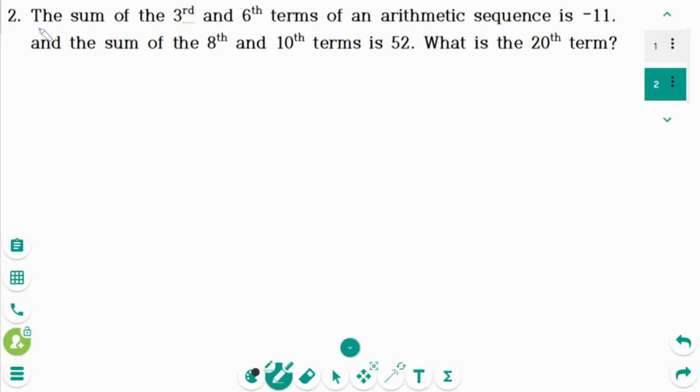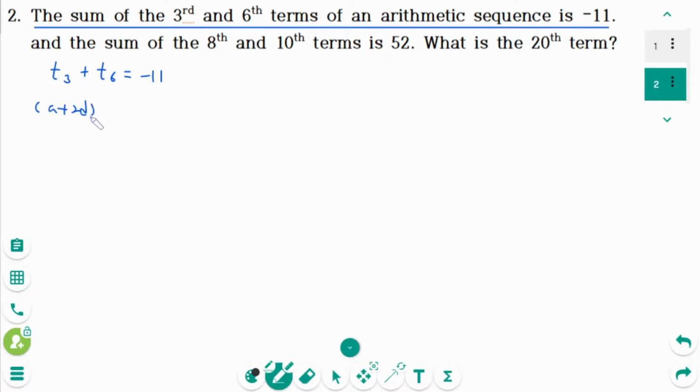Number 2. Term 3 plus term 6 equals minus 11. Then A plus 2D plus A plus 5D equals minus 11. Then 2A plus 7D equals minus 11. Then next one.